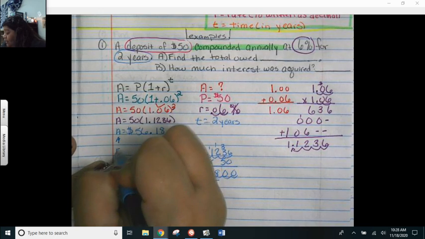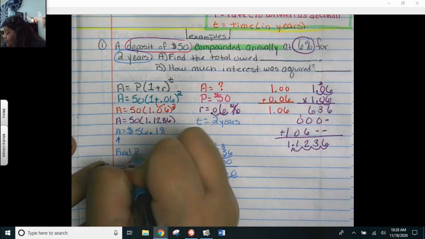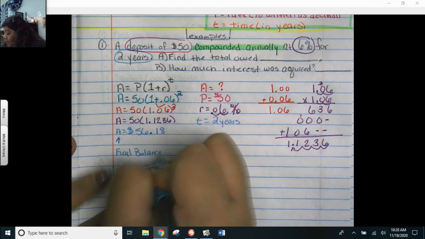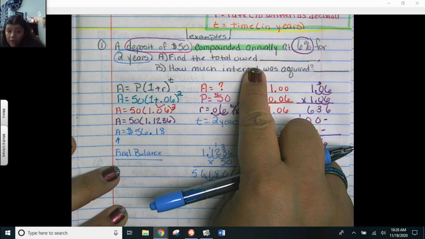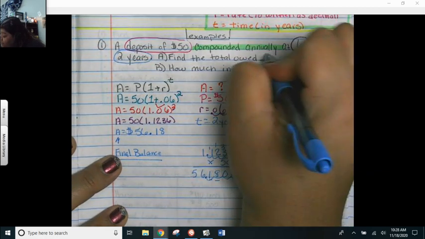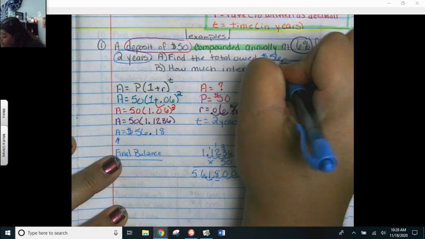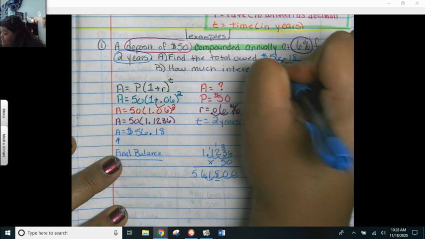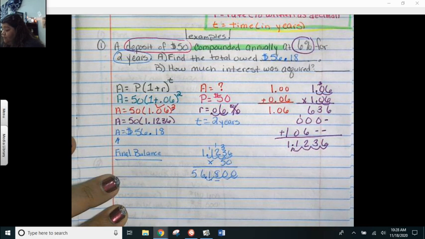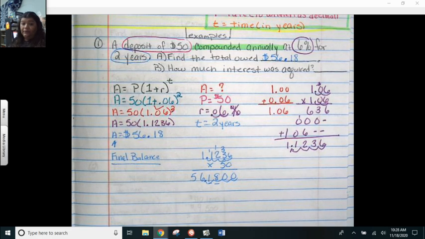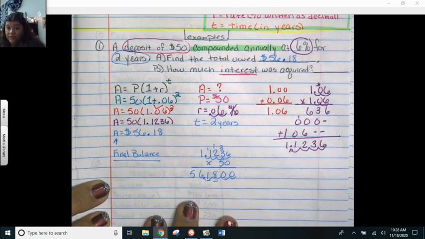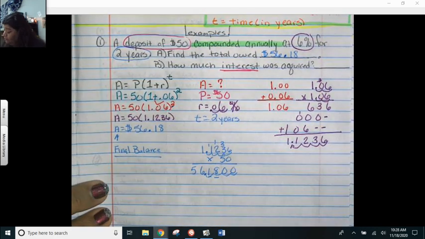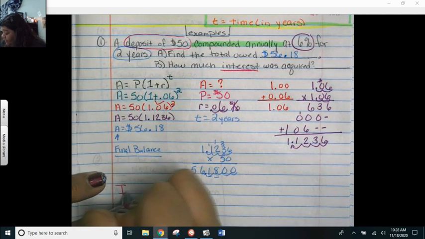That is my final balance. So my total owed or borrowed or whatever is going to be $56.18. Okay. So if they ask you for the total, your final balance or whatever, that's how you would find it. You're done. Okay. But if they ask how much interest was accumulated, okay, that's how you find the interest.